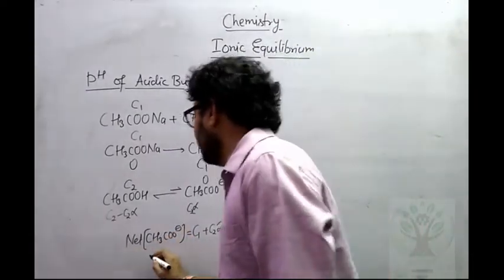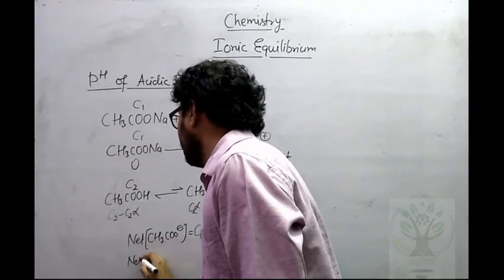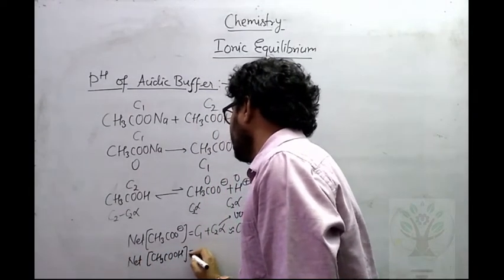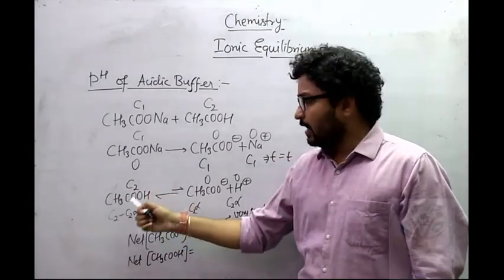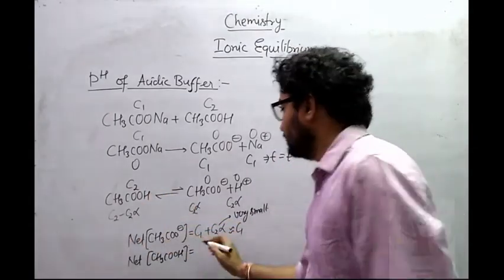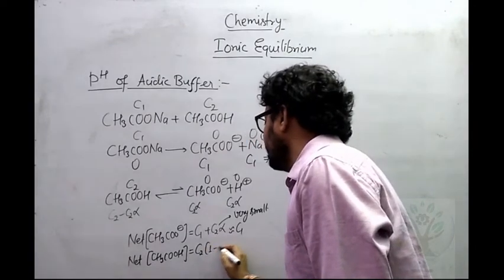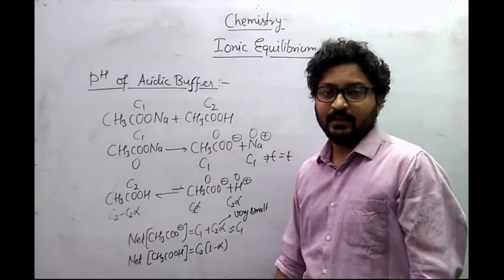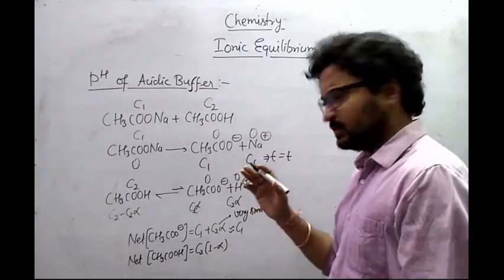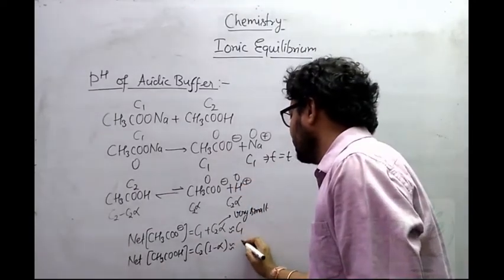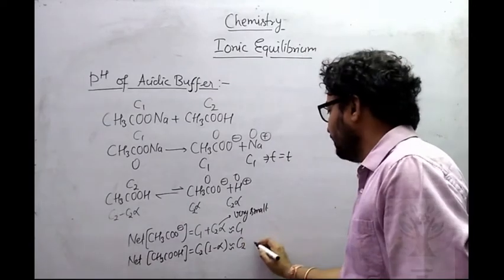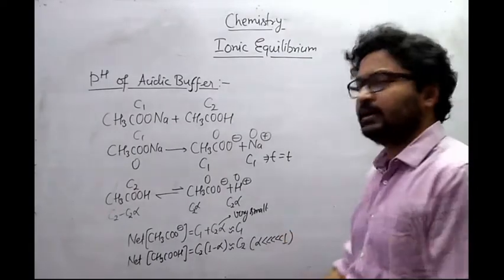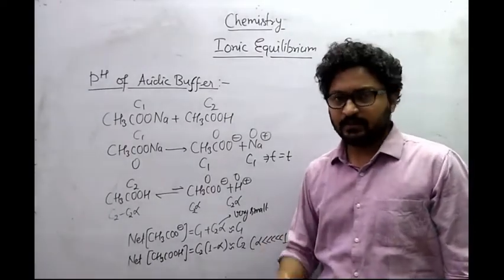Good. Now can you tell me what the net concentration of CH3COOH is? We had C2, out of that C2 alpha is removed. So the net concentration is C2(1 minus alpha). This is the net concentration left. Again, alpha is very small, so I can also write it as just C2. Why? Because alpha is not just small but much smaller than 1. You're getting this? Good.